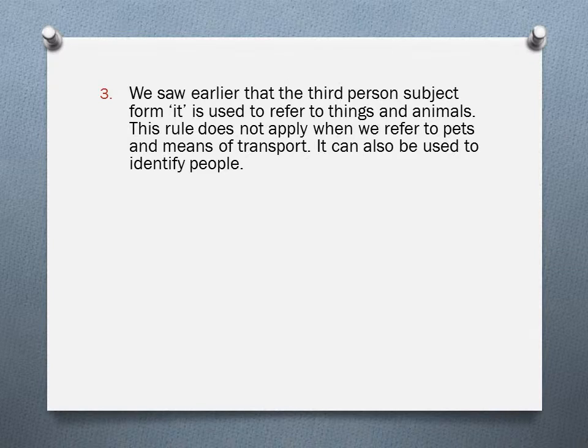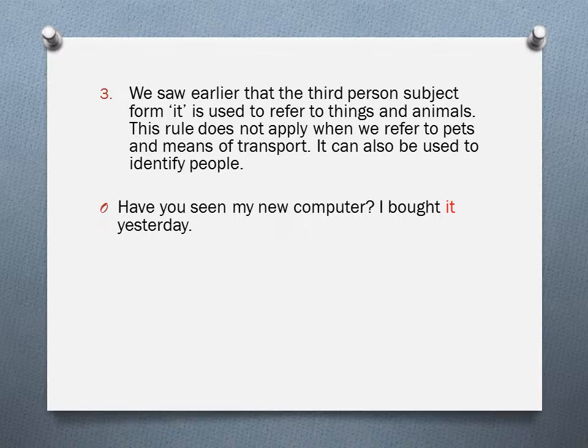We saw earlier that the third person subject form it is used to refer to things and animals. This rule does not apply when we refer to pets and means of transport. And finally, the personal pronoun it can also be used to identify people. In the sentence, "Have you seen my new computer? I bought it yesterday." In this sentence, standard rules apply because it refers back to a thing, namely my computer.